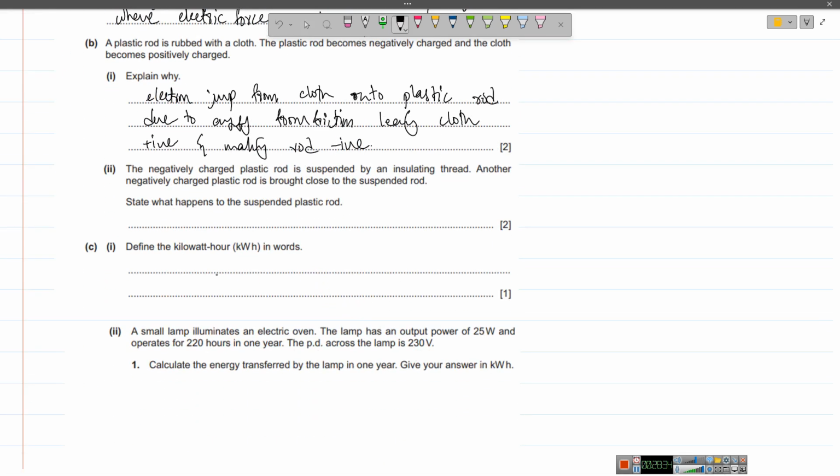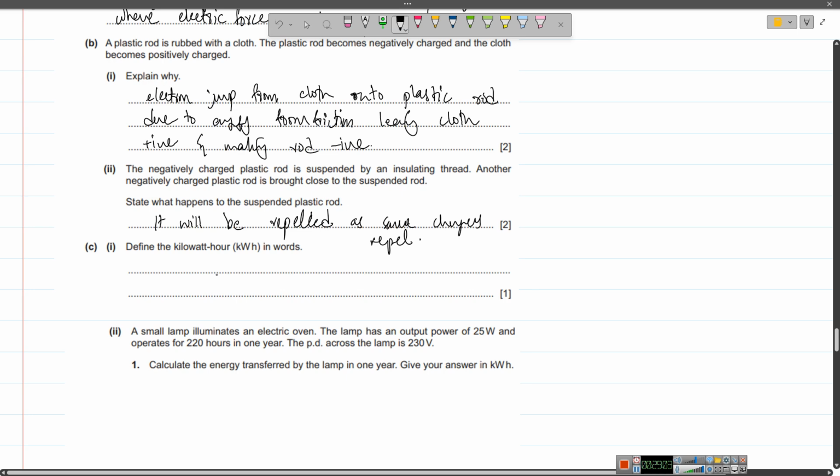The negatively charged plastic rod is suspended by an insulating thread. Another negatively charged plastic rod is brought closer to this. Both of them negative. So what will happen to the suspended plastic rod? It will be repelled, as same charges repel. So we have both of them negatively charged, the insulating thread, and the other one is also negatively charged. We brought it close, so it will repel them.